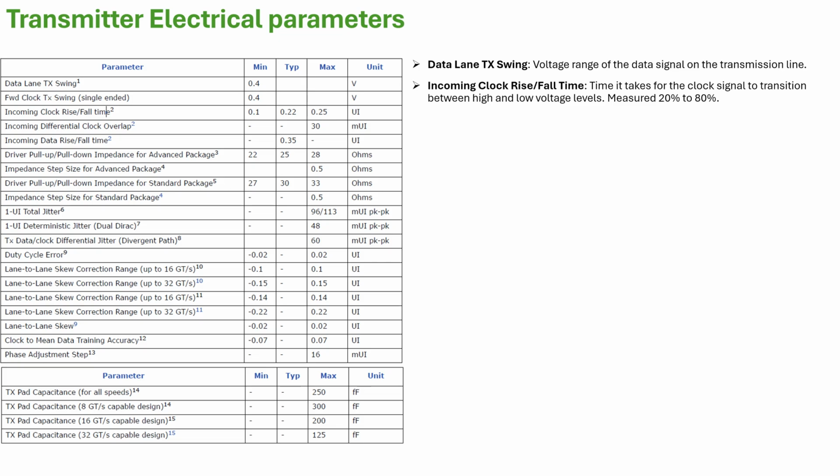The third one is incoming clock rise or fall time. How is it measured? It's measured from 20 to 80% here. It is the time the clock signal takes to transition from logic high to logic low, or in between. Again, it's measured in terms of unit intervals.